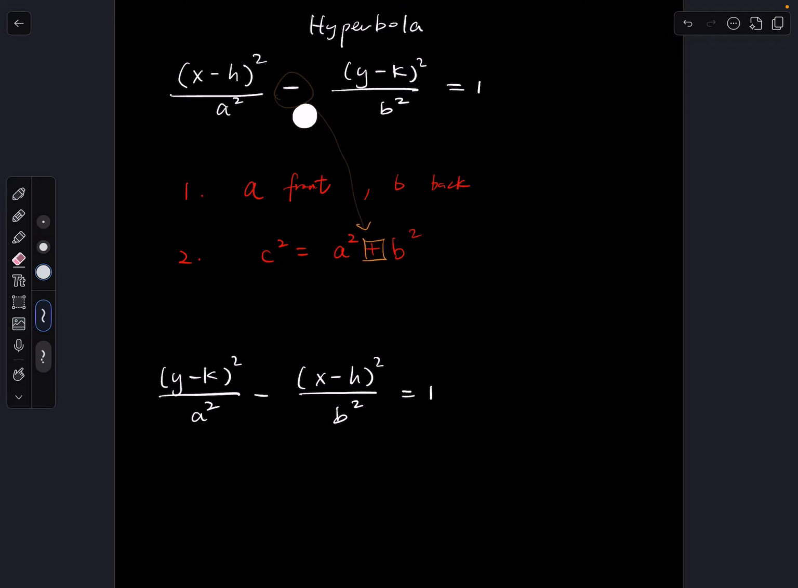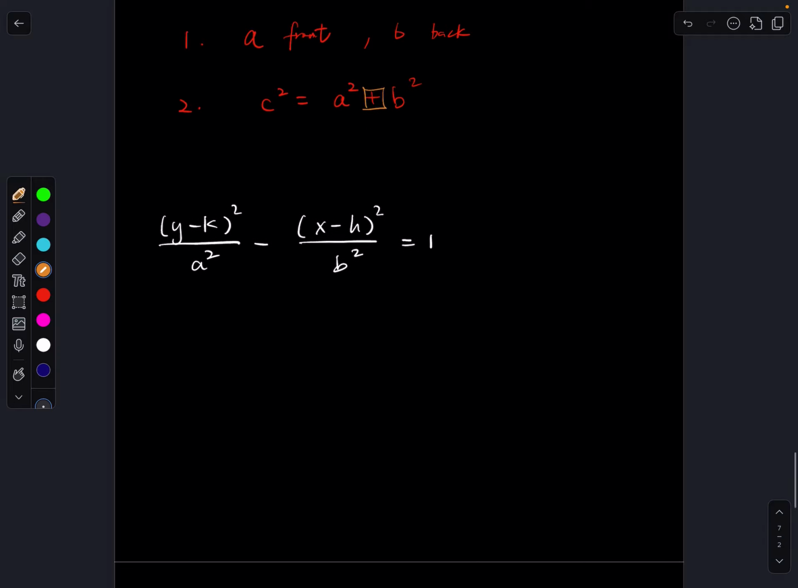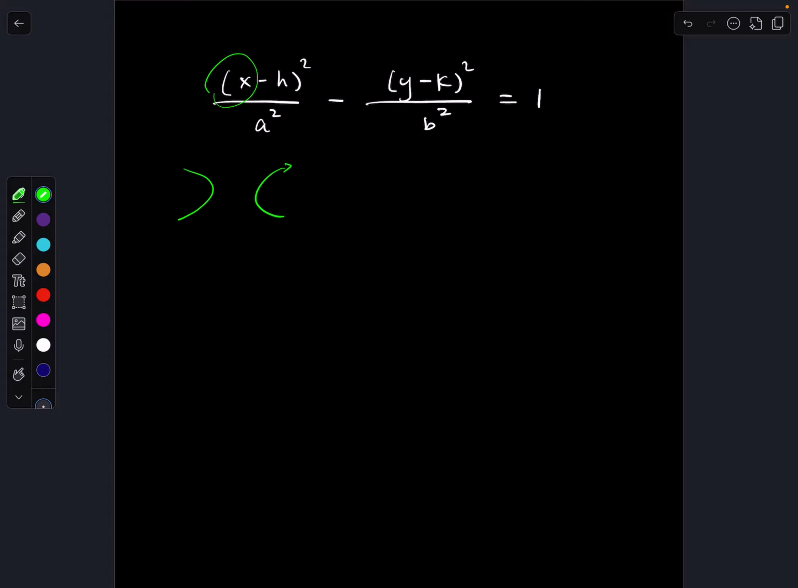So now how does the graph look like? Let me show you this as an example. The graph is pretty big, so I'm going to move on to the next page so you can see more clearly. If I have x minus h squared over a squared, so a squared is in the front, minus b squared is always at the back, equals 1. First of all, if your x is in the front, it's simply going to be a horizontal hyperbola. A horizontal hyperbola looks like this. It looks like an x, but it's like two parabolas horizontal to each other. If it was a vertical one, it would simply be up and down.